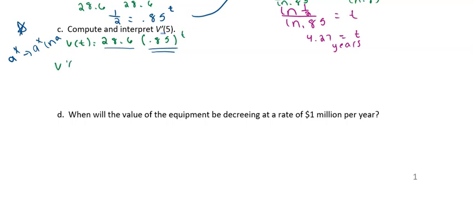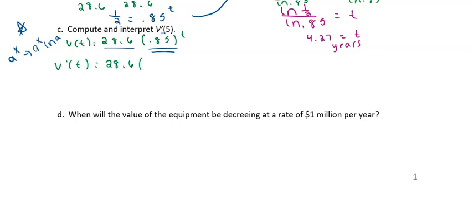So we have v prime of t. Remember, you can't substitute the 5 in until after you've taken the derivative, because we need the rate of change, not the value at 5. We need the rate of change at 5. So we have the first, so that's 28.6 times the derivative of the second.